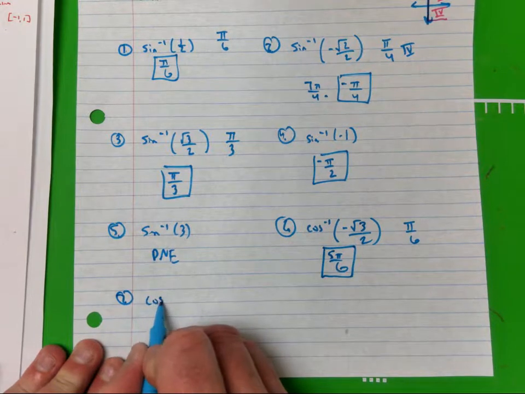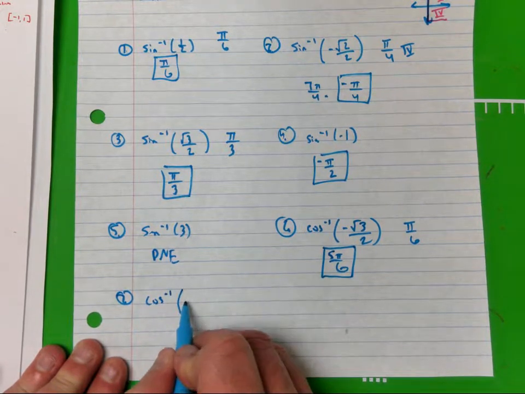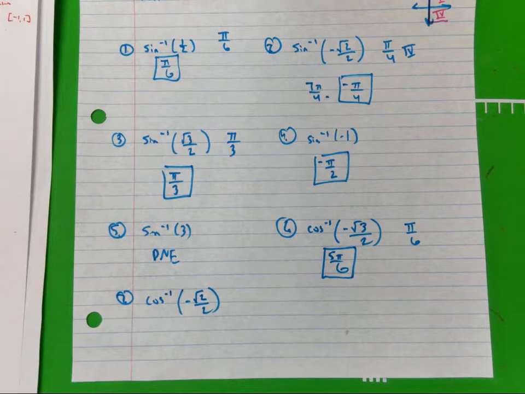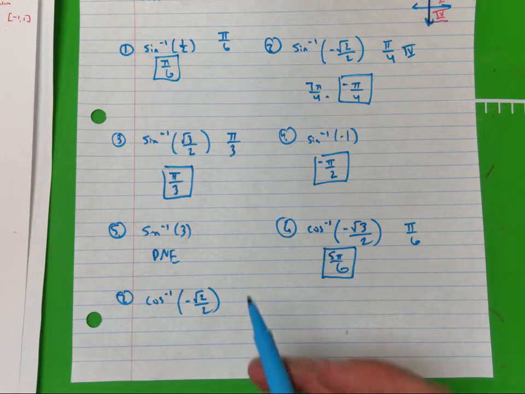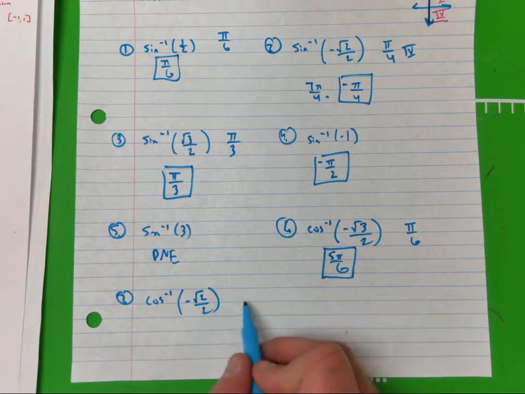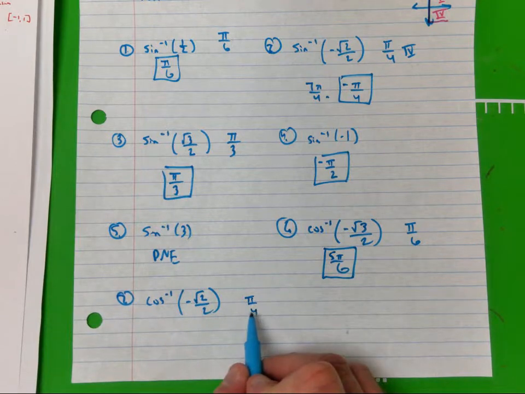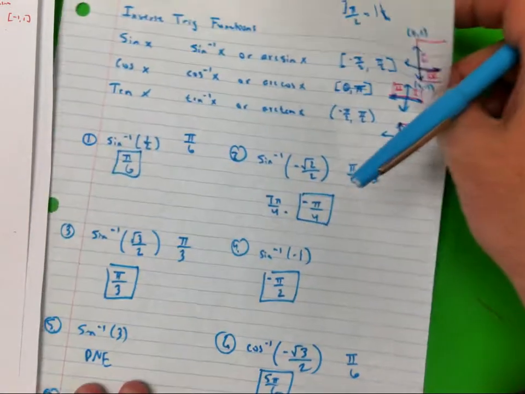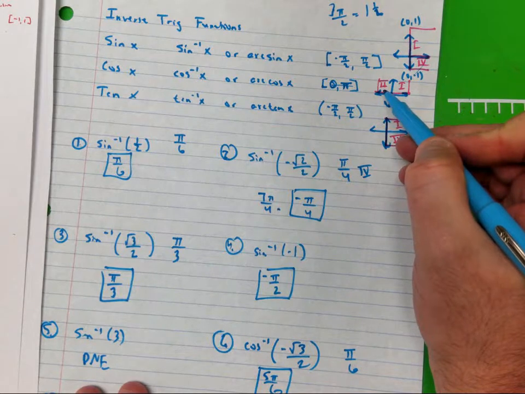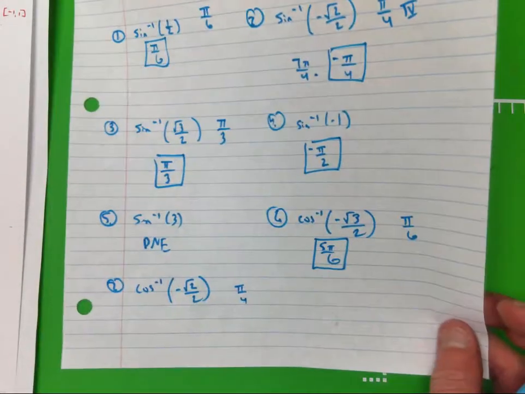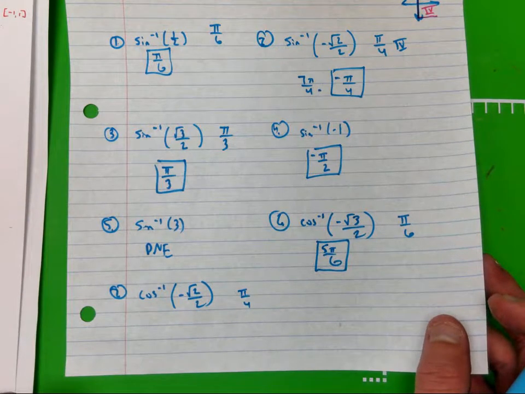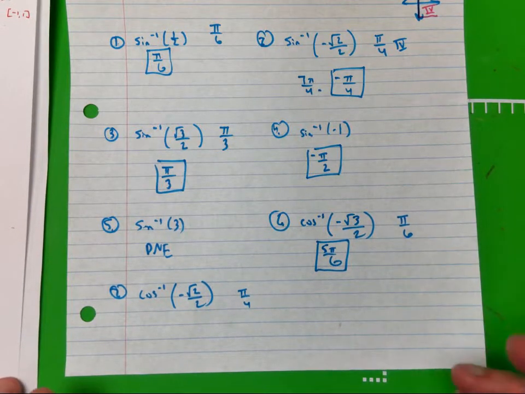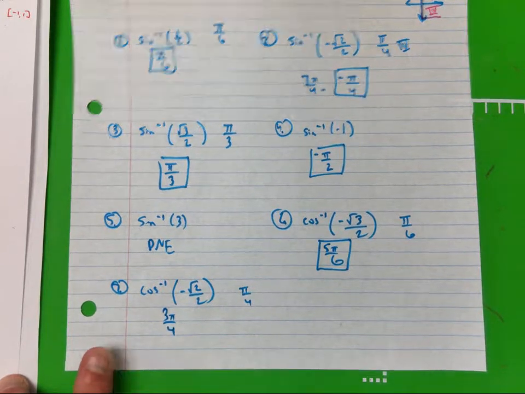Number 7. The inverse of cosine or arc cosine of negative square root of 2 over 2. This will be my last one. Okay, this is familiar with the pi over 4. Cosine, the x is negative. That means you will come out of quadrant 2. So you have to think, what pi over 4 family is in quadrant 2? 1 pi over 4 is in quadrant 1. 2 pi over 4 reduces. 3 pi over 4. And that is your answer.